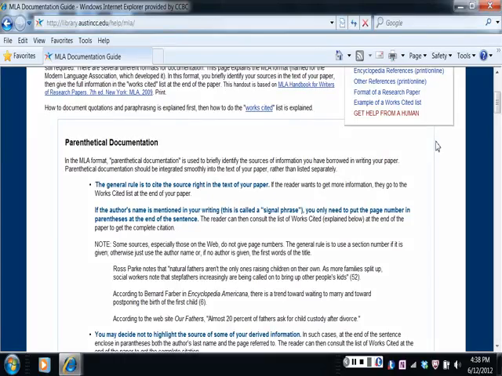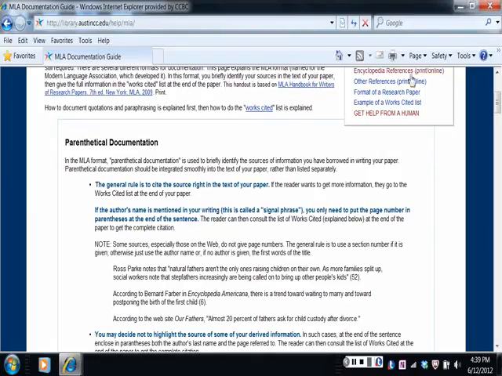So even if you include information totally in your own words, that is a paraphrase, or you summarize in your own words information from a source, you still have to put in parentheses right after that information some sort of citation that indicates to your reader where you got that information.